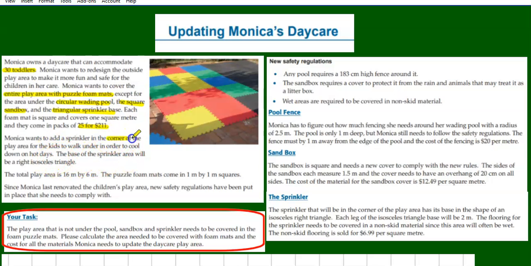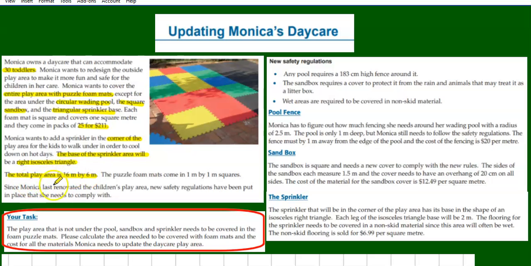Okay, Monica wants to add a sprinkler at the corner of the play area. That's important, in the corner of the play area, to walk under to cool them down on the hot days. The base of the sprinkler will be a right isosceles triangle. So just highlighting what's really important. The total play area is 16 by 6, so it's a rectangle, 16 by 6. And the foam mats come in 1 by 1 squares. Okay, so 16 meters by 6.